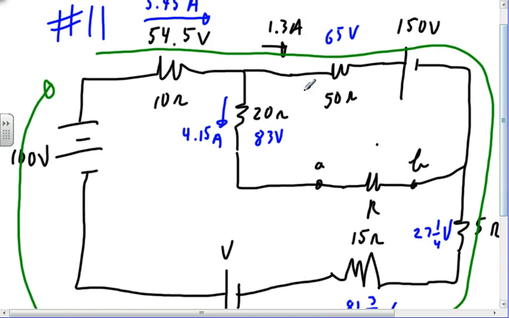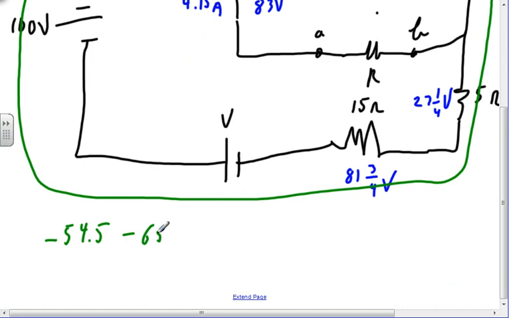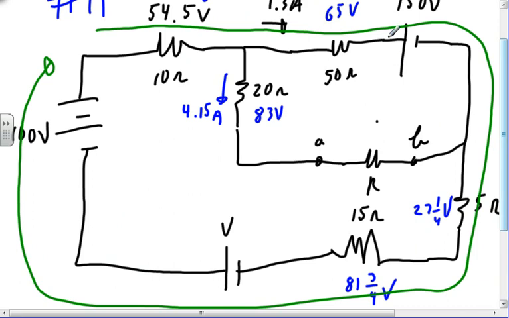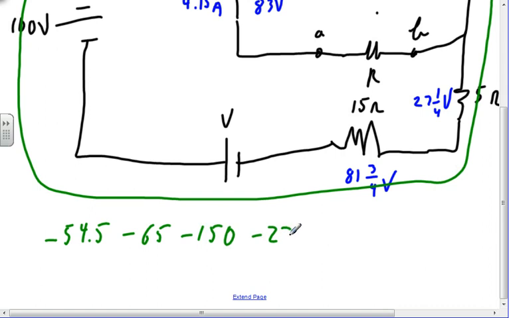And then I'm going to come over here, and because the current's going that way, I'm going to go minus 65, minus 65. I'm going to go minus 150 because my battery is going to go down. My current's still going that way, minus 27 and a quarter, minus 81 and 3/4 plus V. So I go up with that V, plus 100 has to equal 0. Now, I look at this equation, what do I see?